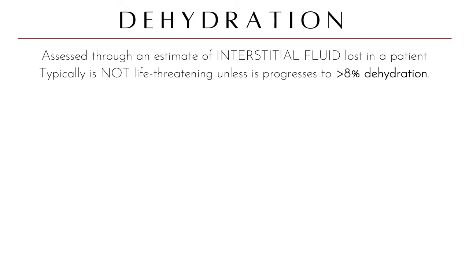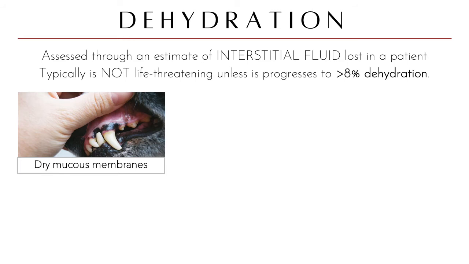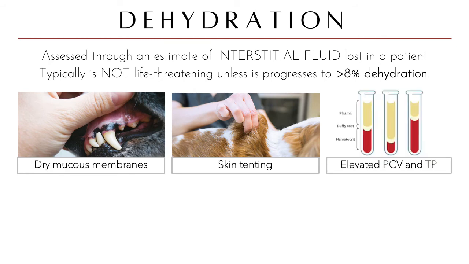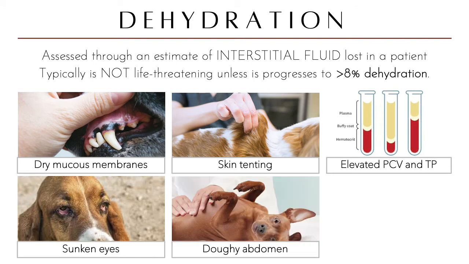How do we see signs of dehydration? Number one, the mucous membranes would be dry. The normal mucous membranes would be moist. It will be pink. But if you touch the mucous membranes and they're dry, then your patient is dehydrated. The level of skin tenting, we discussed this as well. Laboratory-wise, the PCV, the packed cell volume, and total protein would be elevated because there is less fluid in there. Sunken eyes, doughy abdomen. So anyone who bakes, basically the consistency of a dough, right?